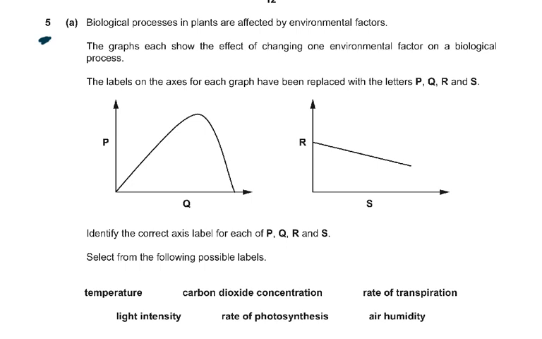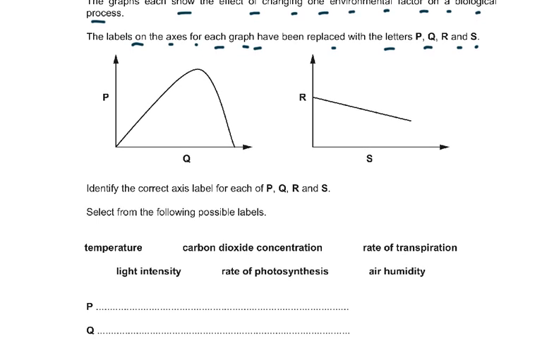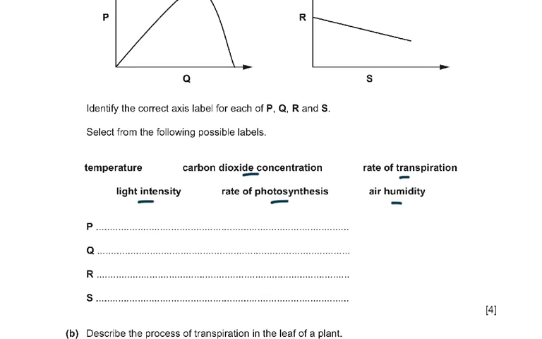Now we come to the last question, Question 5. Biological processes in plants are affected by environmental factors. The graphs show the effect of changing one environmental factor on a biological process. The labels on the axis for each graph have been replaced with the letters P, Q, R, and S. Identify the correct axis label for each. Select from the following possible labels: temperature, carbon dioxide concentration, rate of transpiration, light intensity, rate of photosynthesis, and air humidity.